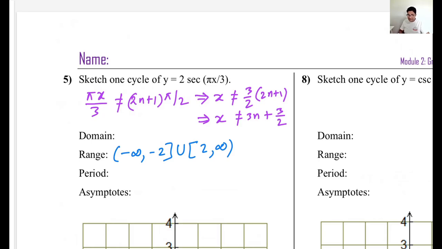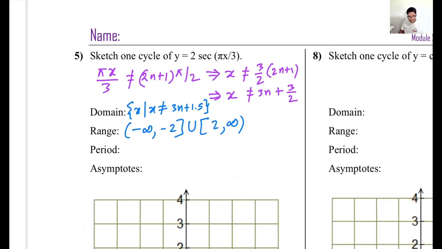So the values of x that are not allowed in the domain are multiples of 3 plus 1.5. That would be something like 4.5 or 7.5 or 10.5 and so on. Okay, and I will formalize that here by writing it in the domain. So x is not equal to 3n plus 1.5.